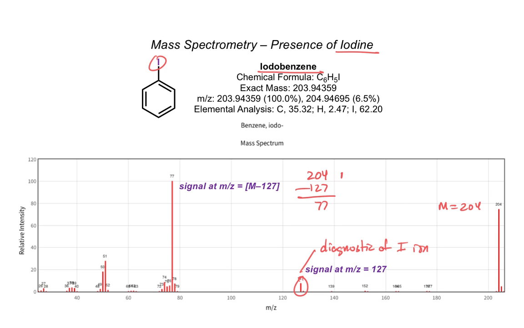So 204 is the total molecular formula. 127 is the iodine ion. And then we get this fragment here, this daughter ion at 77. So really this plus that equaling the molecular formula confirms that iodine is present in the molecule. And so that's not as bad as fluorine. Iodine can be a little bit tricky in figuring out, but again, other pieces of data can help us confirm it.